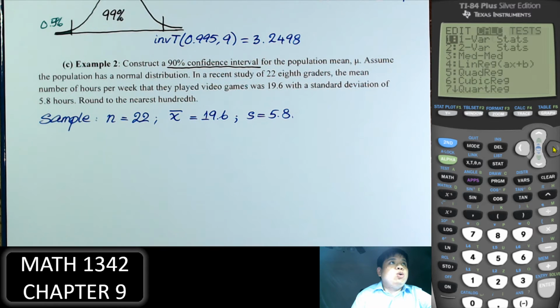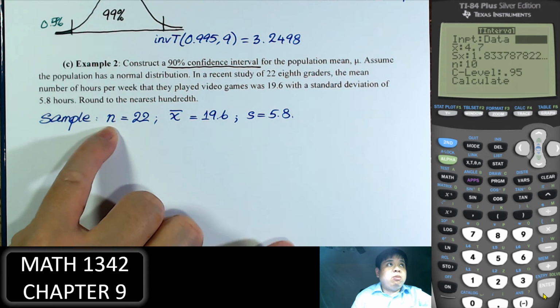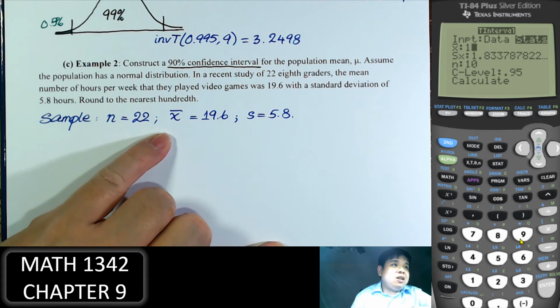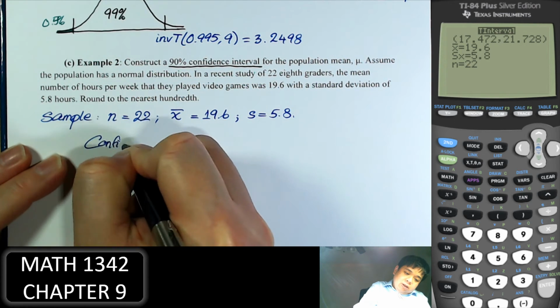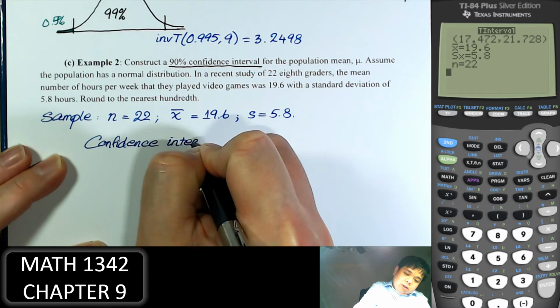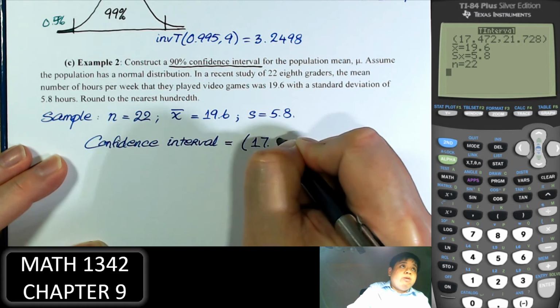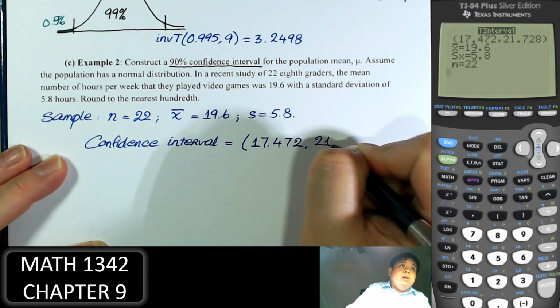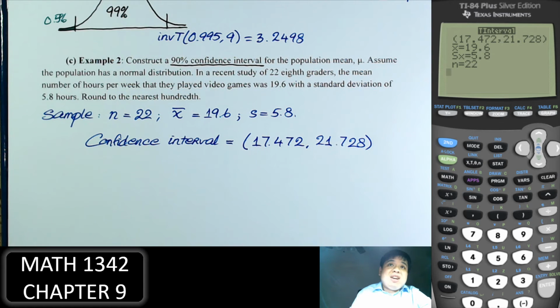So stat, go to test, and this is the t interval, option number 8. We use statistics here because we have what we are given for the sample. The mean of 19.6. Standard deviation is 5.8. N is 22. And we want a 90% confidence interval. Let's calculate the confidence interval. It will be 17.472 to 21.728. Pretty much just that.